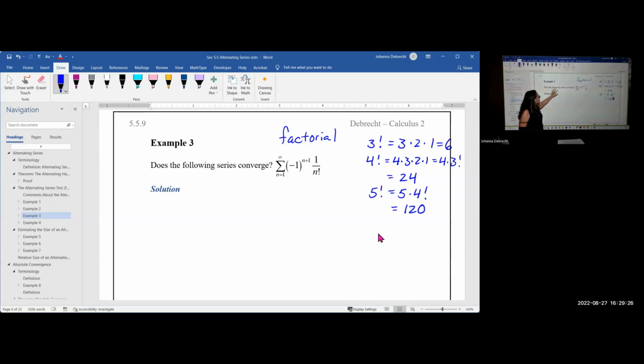Now we're looking at this sequence right here. We want to know, does it converge? And we see that it's got this alternating behavior. So we're going to try the alternating series test. And this means that our sequence of non-negative terms must be given by 1 over n factorial.